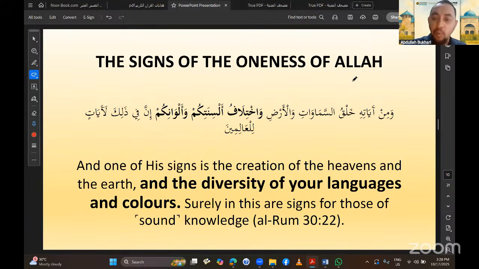Can you imagine that one word can be uttered, can be taught in different language? For example, in Bahasa we call it makan, English eating, Arabic akala أو يأكل. So one meaning been uttered by human being in different language. So this is the sign of oneness of Allah, the sign of greatness of Allah. Because Allah said that among the sign of His creation is the diversity of your languages and colors.